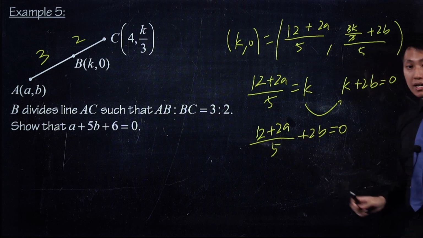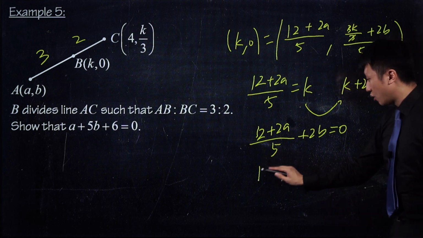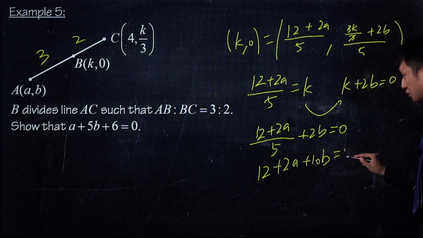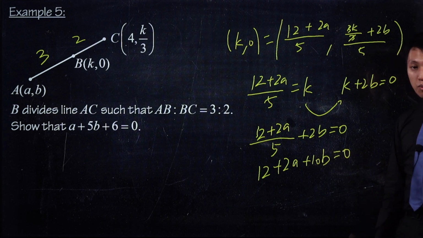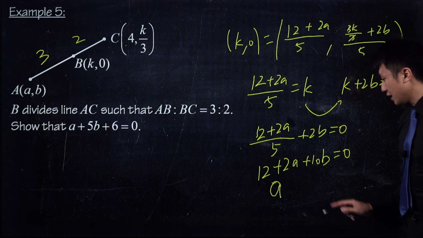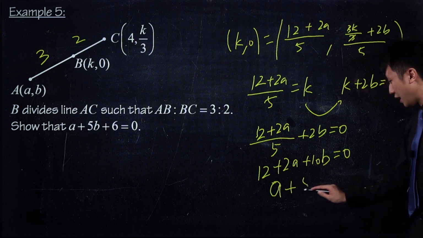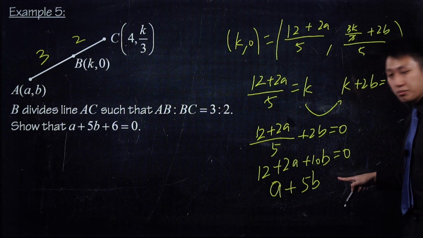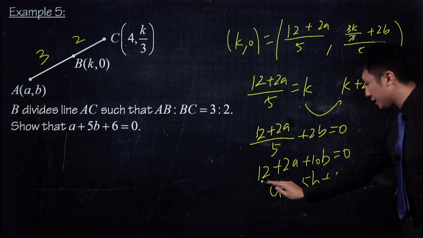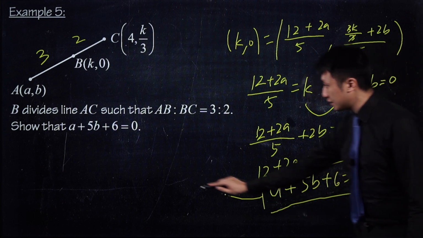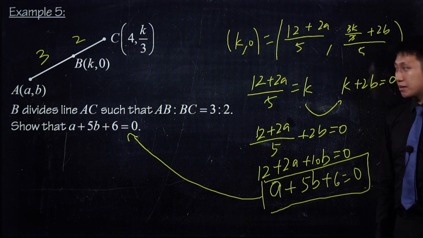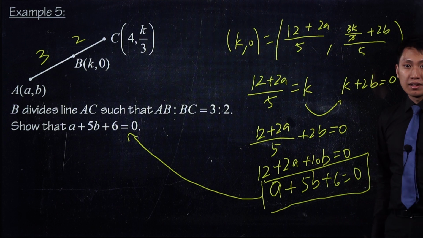I multiply both sides by 5, then I'll get 12 plus 2A plus 10B is equal to 0. Hence, if I divide both sides by 2, I'll get A plus 5B, and the 12 I put to the last one, 12 divided by 2 is 6. So you get plus 6 equals 0, and that's your answer. Like I said, you don't have to care about what to prove. You care about what is the information given.